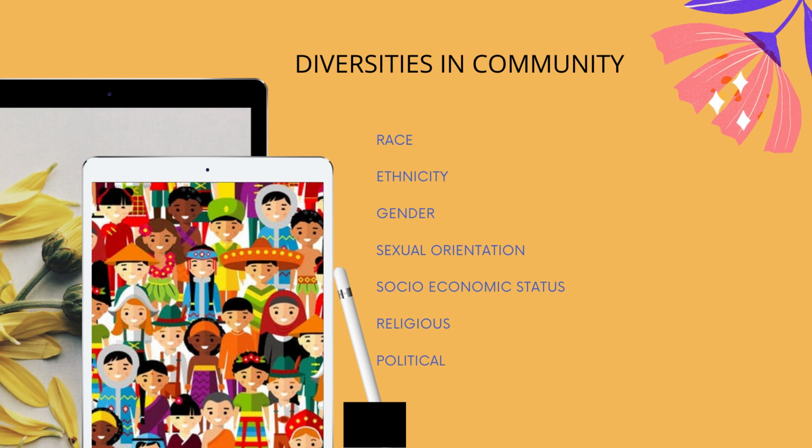And then you have now the political. If you want to be politically involved, then you have to be government involved. So these are examples of diversity in the community.